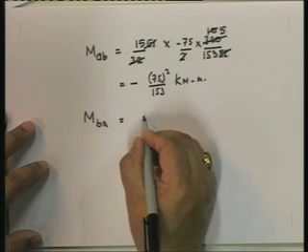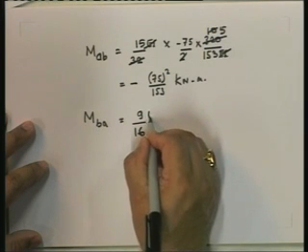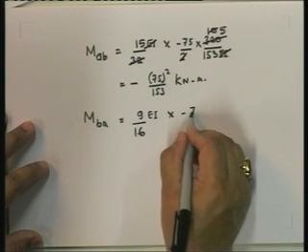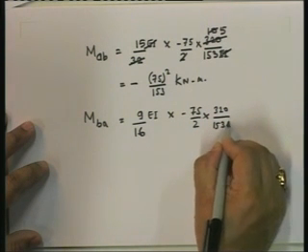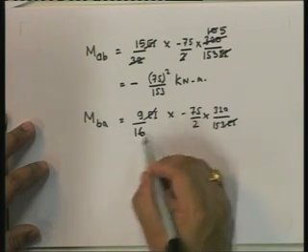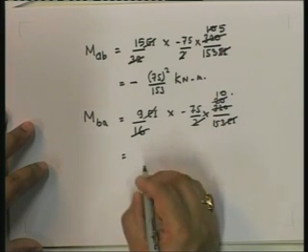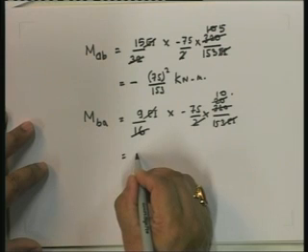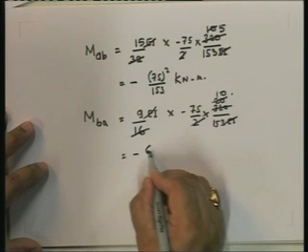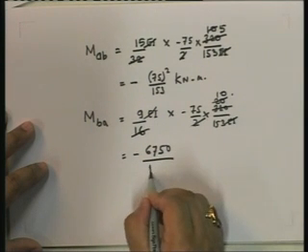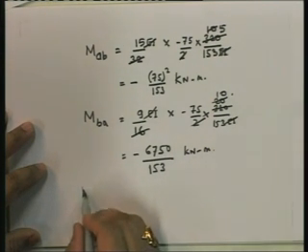MBA is equal to 9 by 16 EI multiplied by minus 75 by 2 multiplied by 320 upon 153 EI. EI cancels out. This goes 20, this goes 10, and so what we have is 75 into 9 becomes 675, so 6750 upon 153 kilonewton meter.